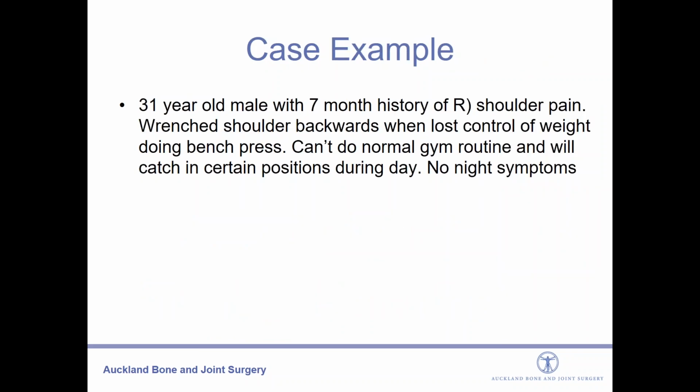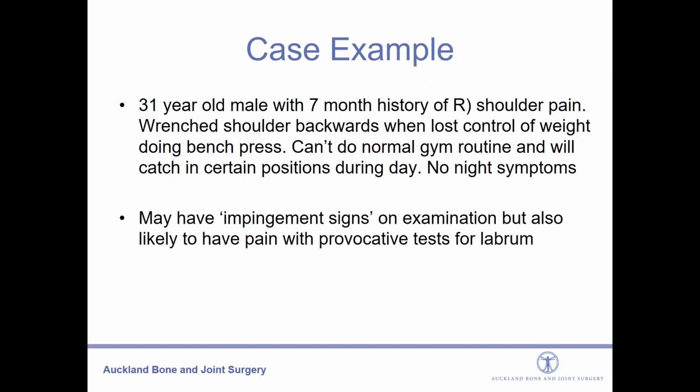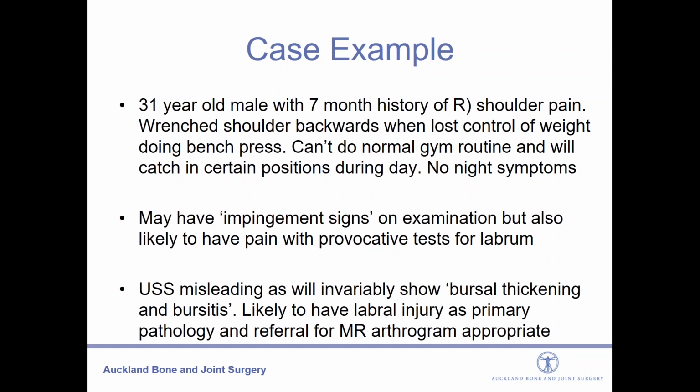And this is the classic history. So they're often a little bit older, like the 30-year-olds, someone who's wrenched the shoulder backwards when they lost control of a weight, can't do his normal gym routines, it's catching him, it just grumbles, but it's not really bad like a bad rotator cuff or frozen shoulder. It doesn't often trouble them at night, but it's just not getting better. You may get a bit of impingement pain, but if you provoke the labrum, if you do classic labral tests, they'll be very sore. So don't be misled by the ultrasound.